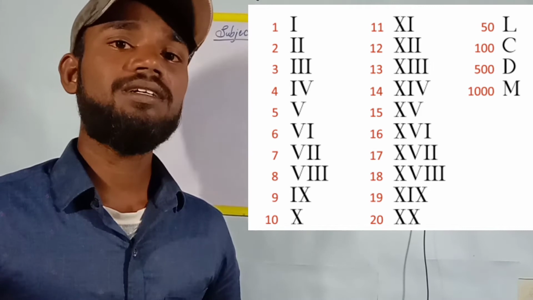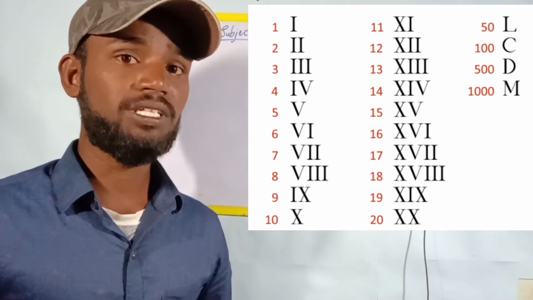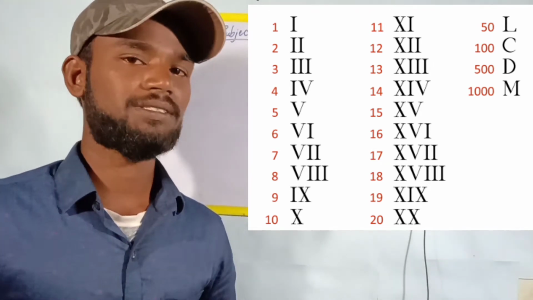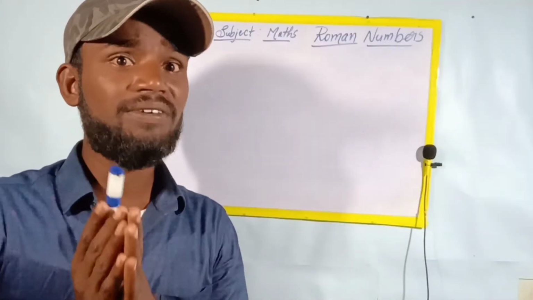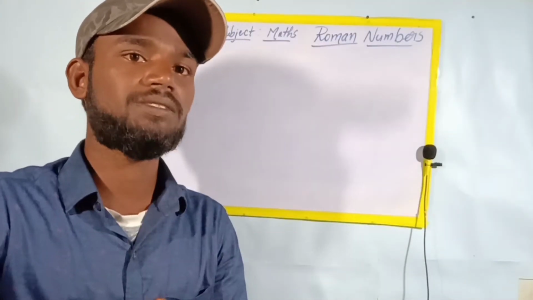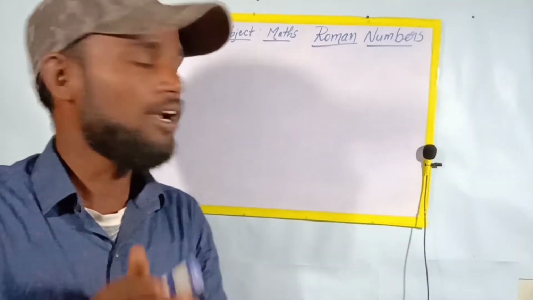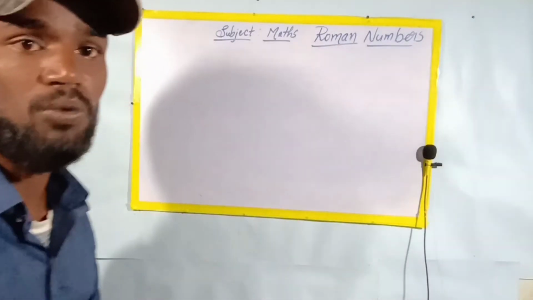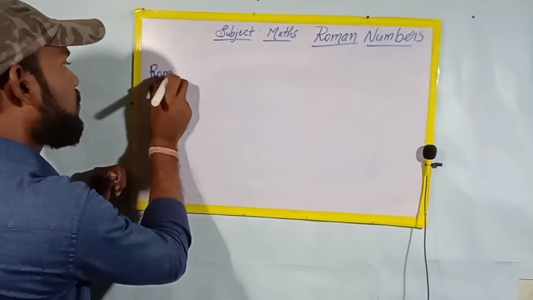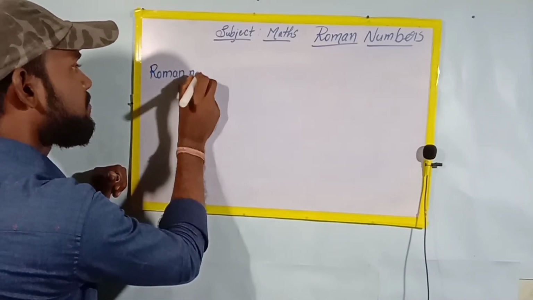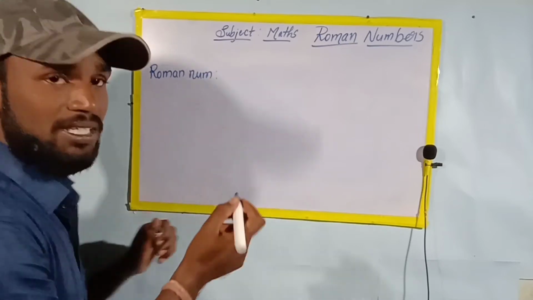We have learned that the Roman Empire used different symbols for counting numbers. Yes or no? Yes. So, they mainly used seven different symbols to count the numbers. Okay, seven different symbols. Now I am going to write on the board what the seven symbols are. Those are Roman numbers, right? So what are the symbols?